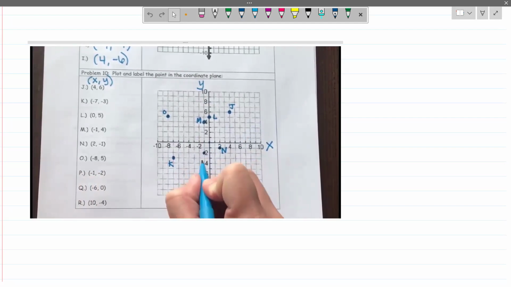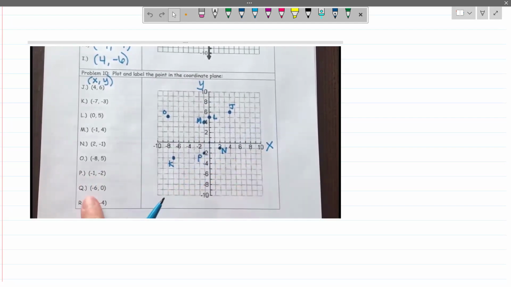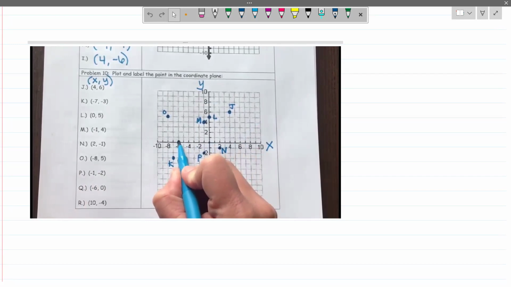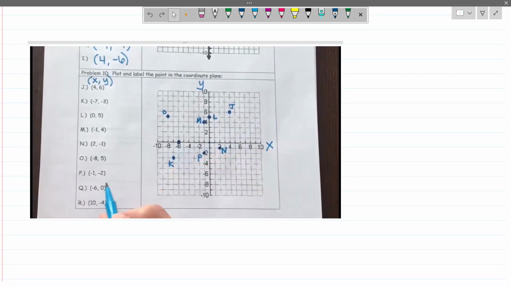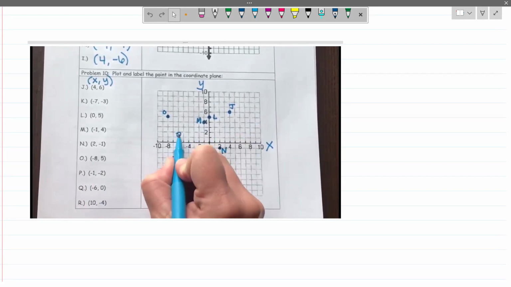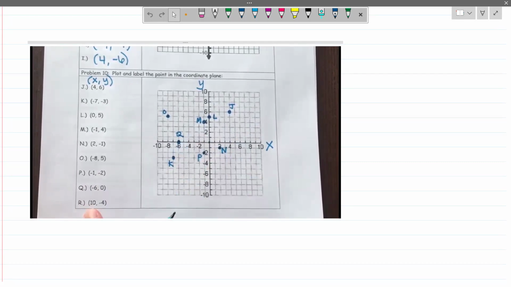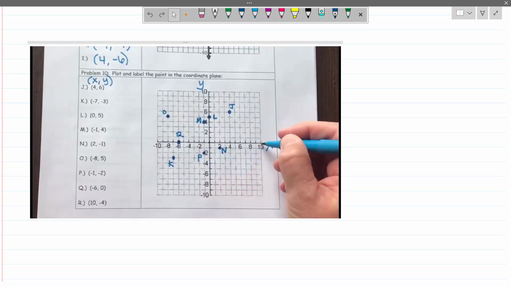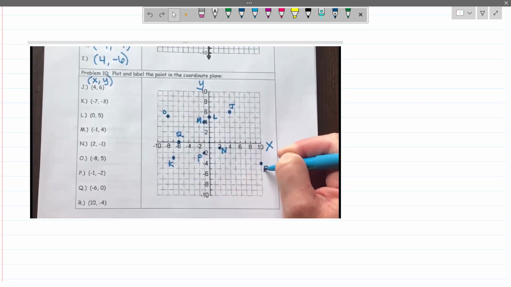And that's point P. Letter Q is -6, 0. So from the origin, I'm going to go -6. And I'm not going to go up or down because that says 0. So that's my Q. And then the last point, letter R, is 10, -4. So in my x direction, I'm going to go to +10. And in the y direction, I'm going to go down 4. And that's the point R.